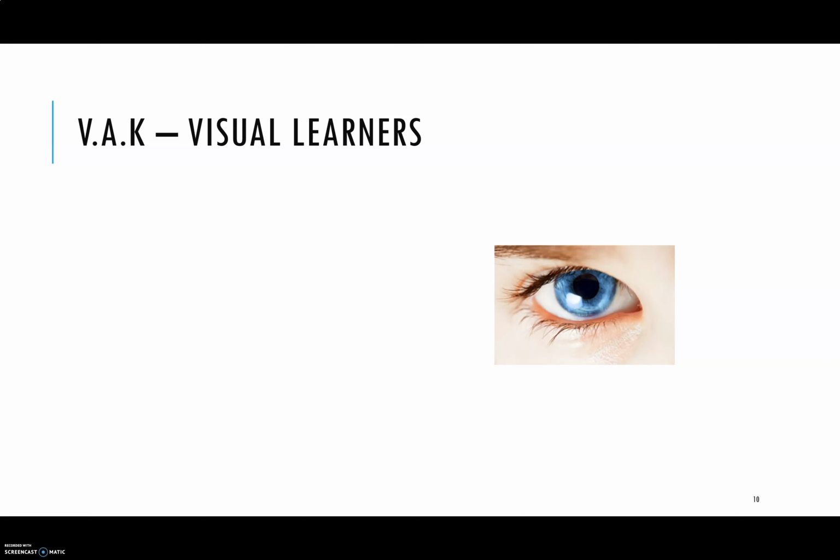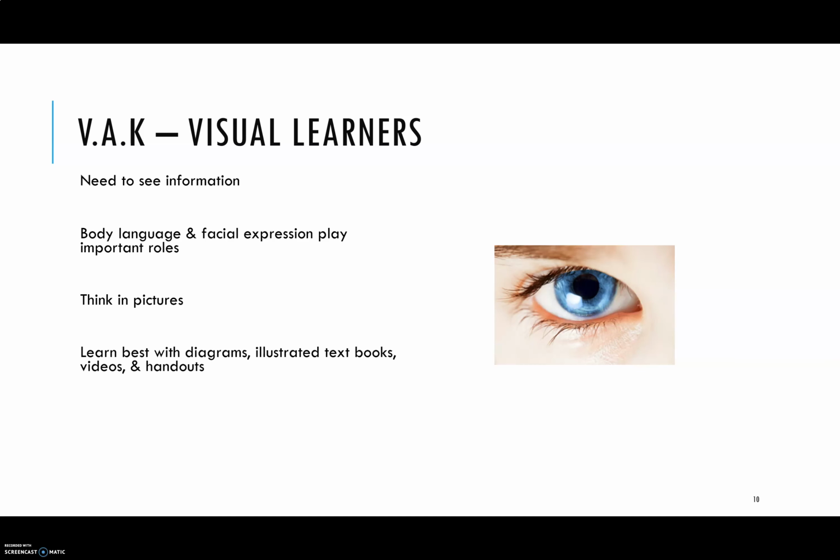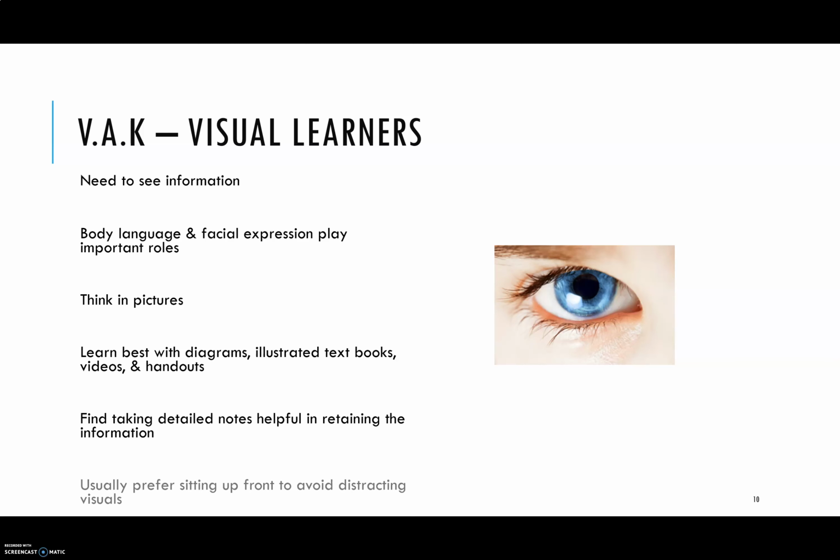So our visual learners, as it says on the tin, they need to see information. They really like body language and facial expressions. They are the things they kind of remember when they're dealing with learning new information in a classroom setting. They tend to think in pictures, and they learn best from diagrams, illustrative textbooks, videos, and handouts. And they really like taking detailed notes as a way of retaining information. So they're the people that tend to have very detailed notes. And they usually prefer sitting up at the front of the class to try and avoid any visual distractions that might be around them.